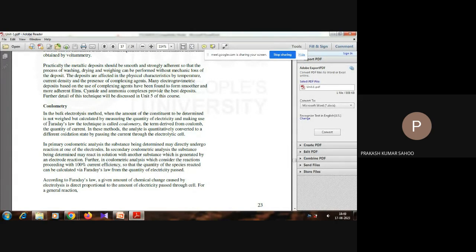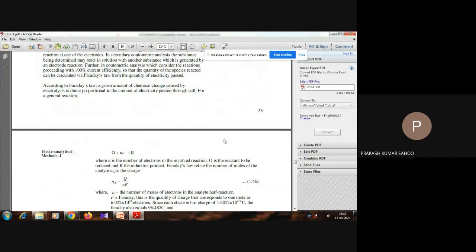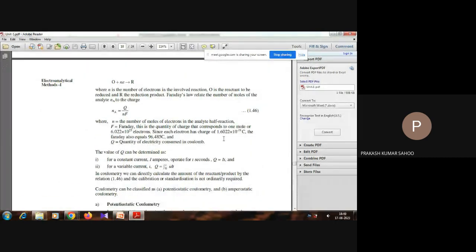So 1 Faraday is equal to 96494 coulomb, or 96500 coulomb. From that relation we will determine the amount of current passed through it. These are the equations related to our coulometry. This is the number of electron transfer, equal to total electricity passed divided by nF, where n is the number of electrons and F is the Faraday.